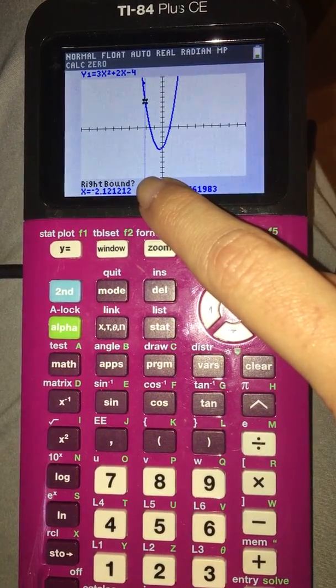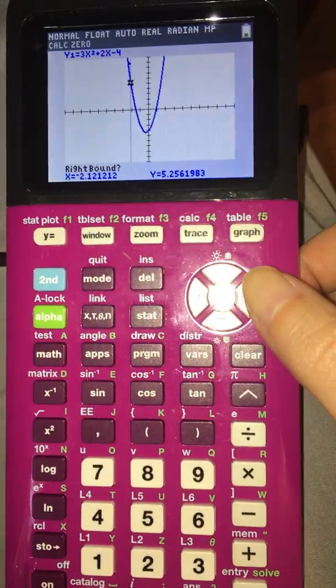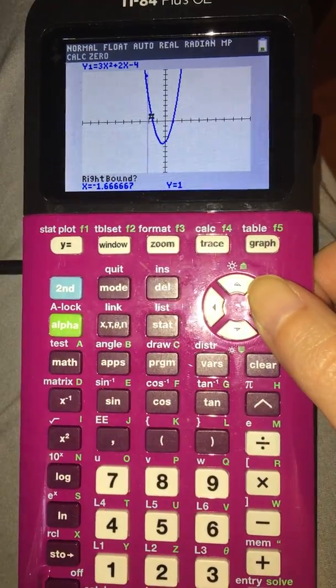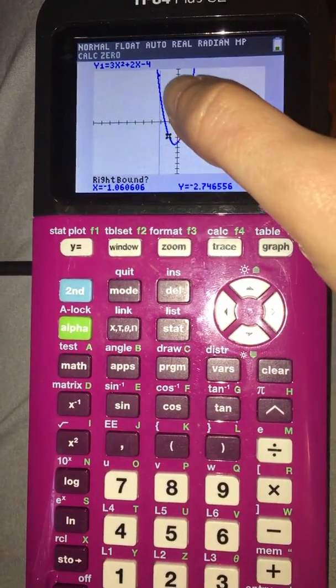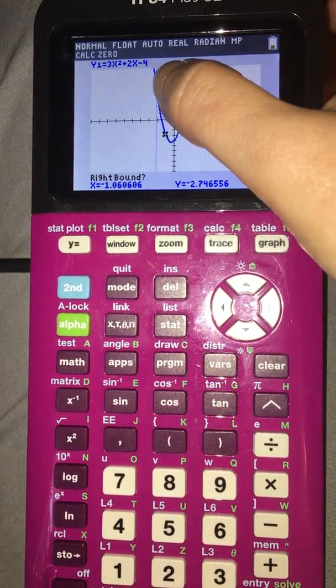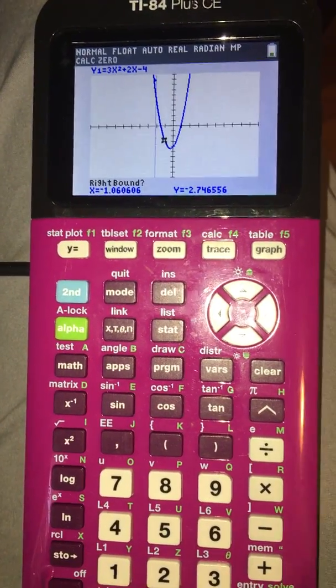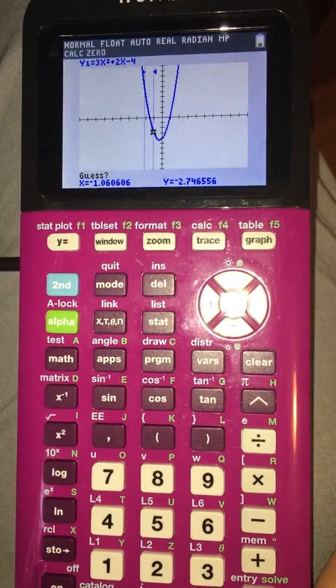It says, are you on the right side of the x-intercept you want me to find? So again, I have to imagine a vertical line going through the x-intercept I want to find. Okay, so if I'm thinking about the vertical line going through there, my cursor is on the right-hand side of it, so I'm going to say yes by hitting enter.